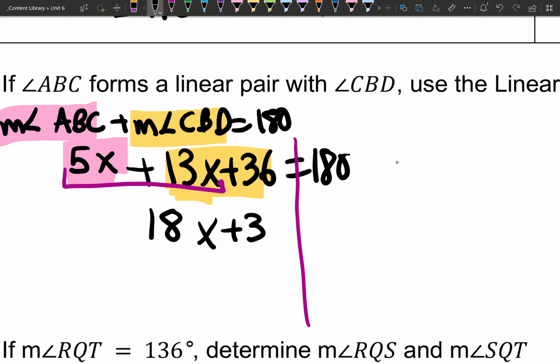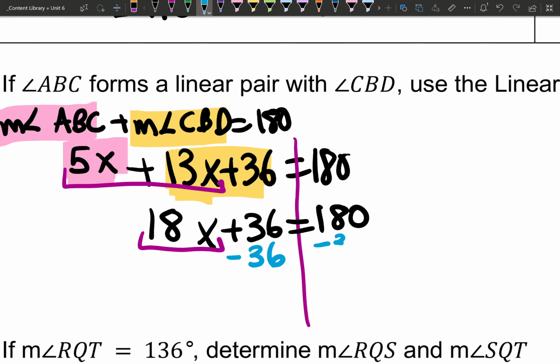18x's. The plus 36 stays as is, and the equals 180 stays as is. We haven't done anything to that. Next, I'm going to subtract 36 from both sides. I'm going to do that because I want to get x by itself, and 18 is attached to x, but 18x is attached to 36. So I got to take care of that 36 first. So minus 36 because we had a plus 36 and we're using those opposites.